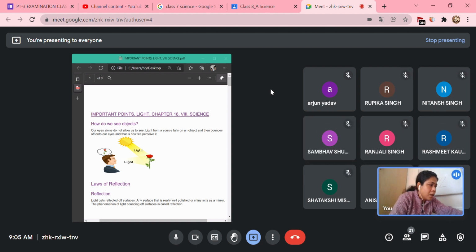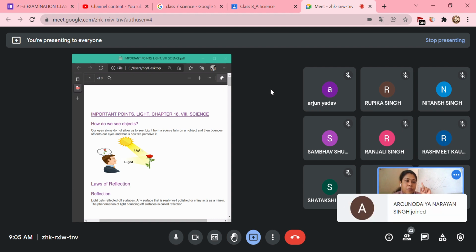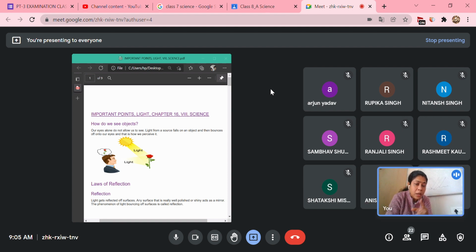What is the object over here? A flower. After falling on the flower, the light is reflected back to our eyes, and in the eyes the image is formed. The image which is formed, we are going to read later on, is a real image. Why is it a real image? Because the image is actually formed by the convergence of the light rays coming from the object. All the reflected light coming from the flower gets converged at a point in our eye.